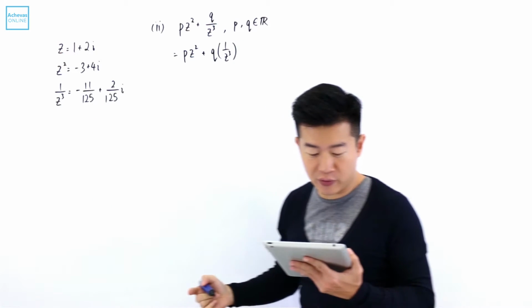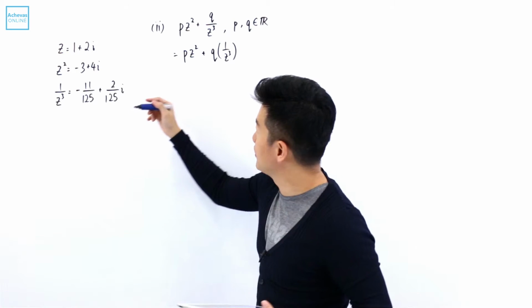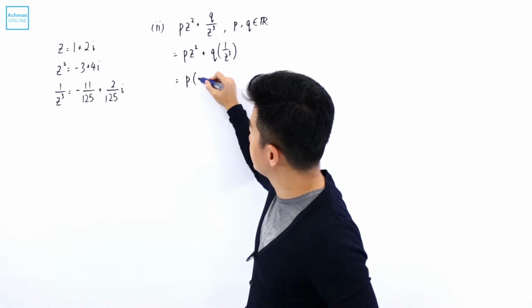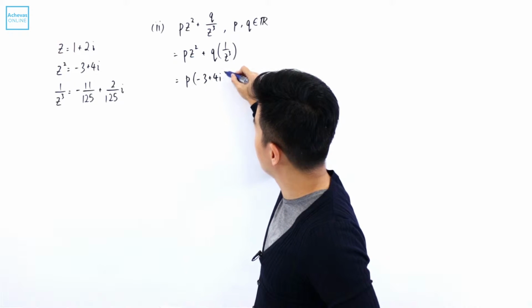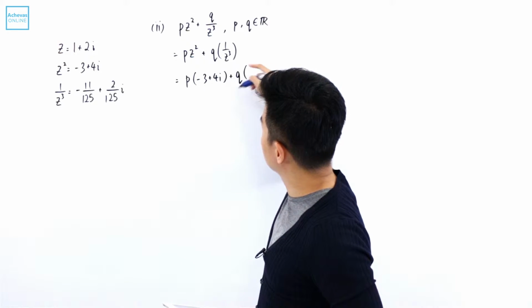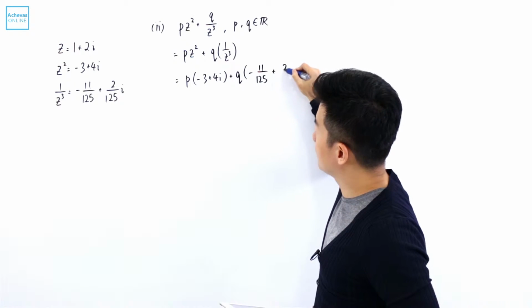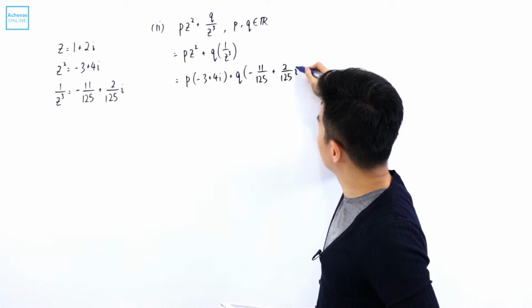And 1 over z to the power of 3 I also have from the previous part of the question. And this is equal to P multiplied by z squared, which is minus 3 plus 4i, plus Q multiplied by minus 11 over 125 plus 2 over 125i.